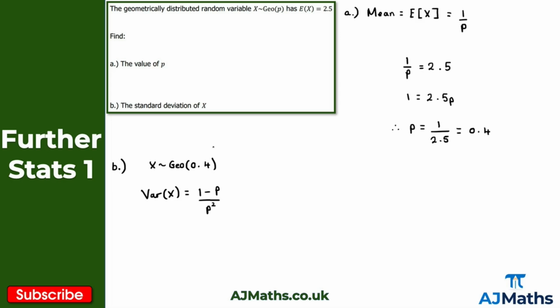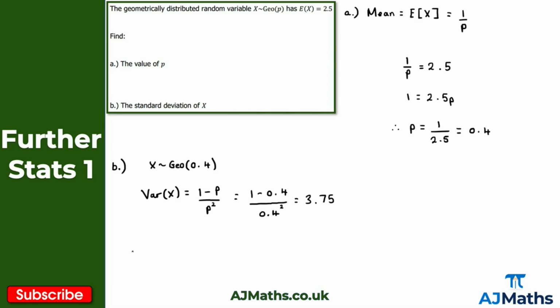Okay, and we know p is 0.4. In this case here, this would be 1 minus 0.4. We then divide that by 0.4 squared. So all you need to do is just put this into your calculator. If you do this correctly, what you should get here is 3.75. You'll get 3.75 here for the variance of x. Remember, we need the standard deviation. So we're not done here. This isn't our solution. We want the standard deviation. Remember, the standard deviation is equal to the square root of the variance.